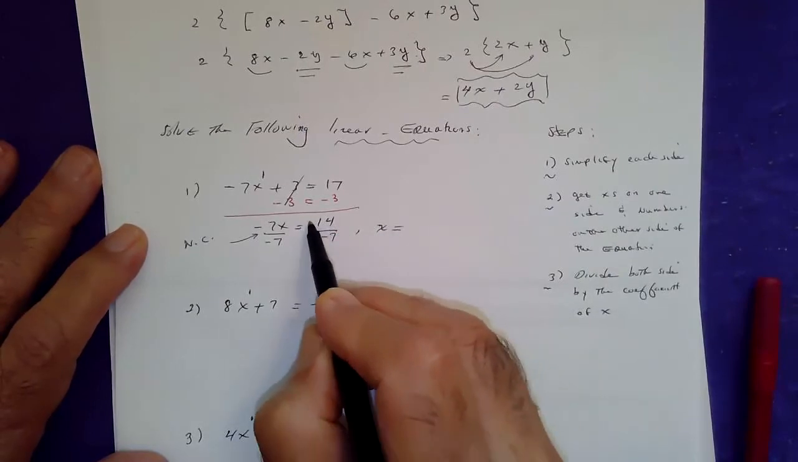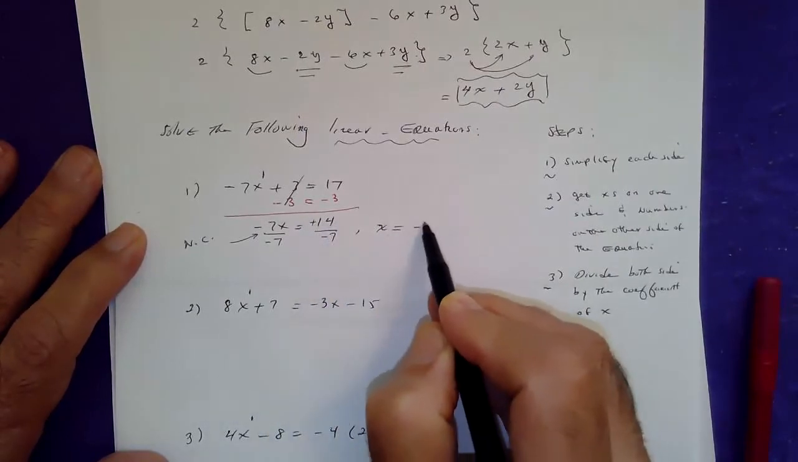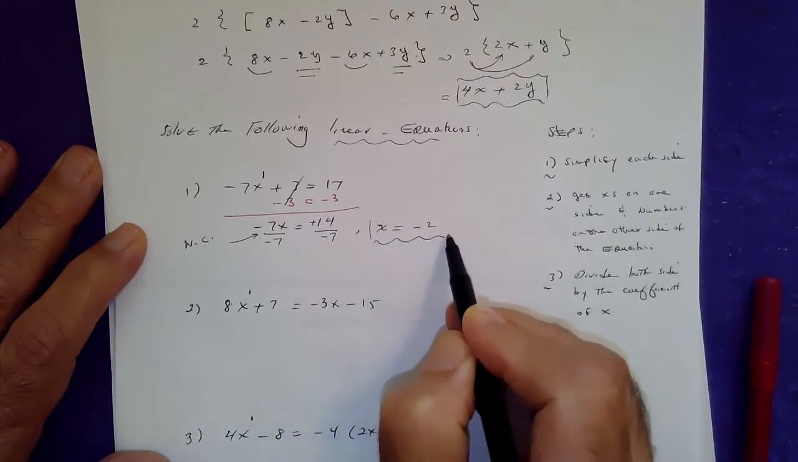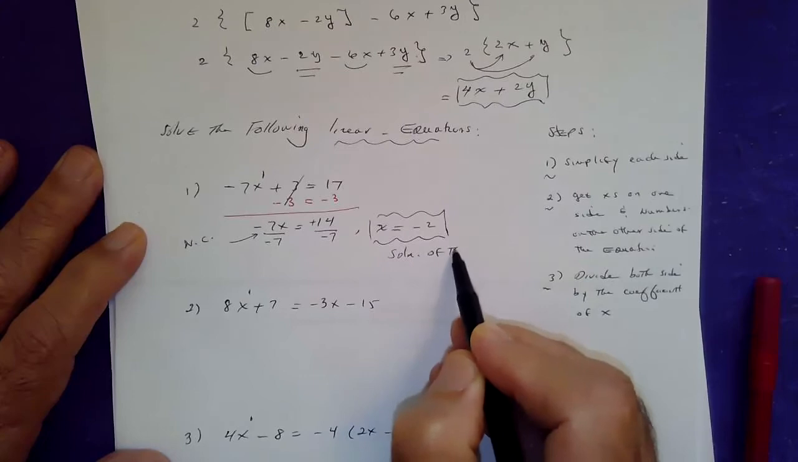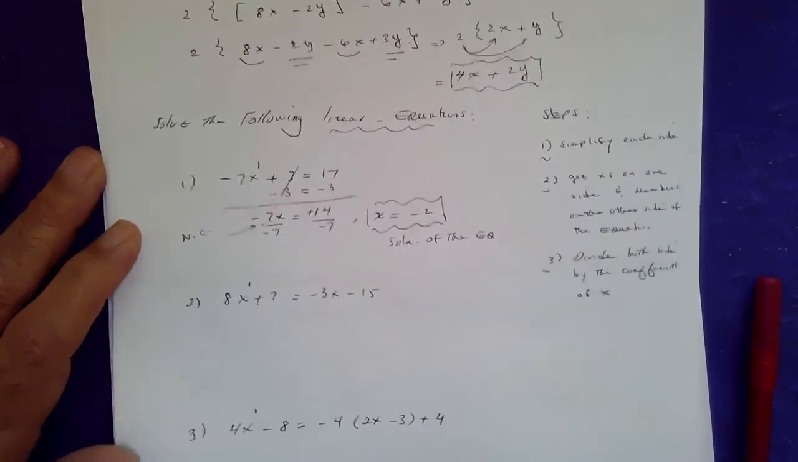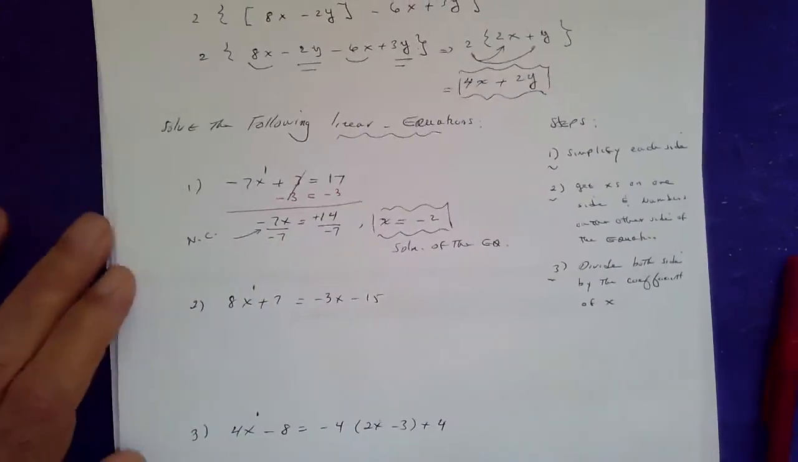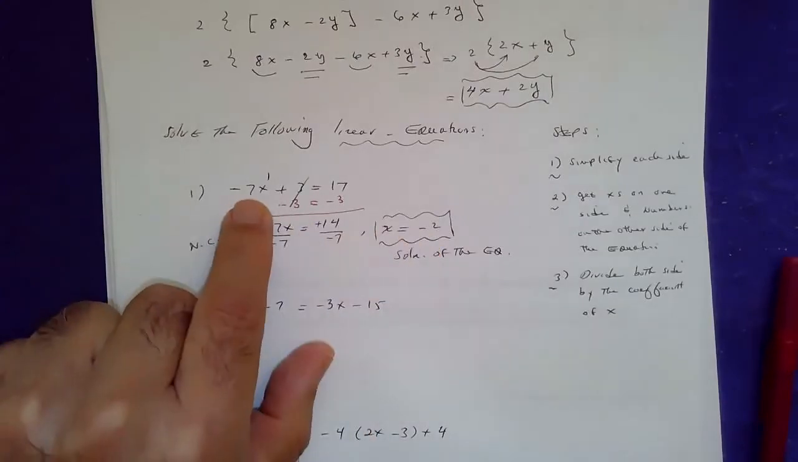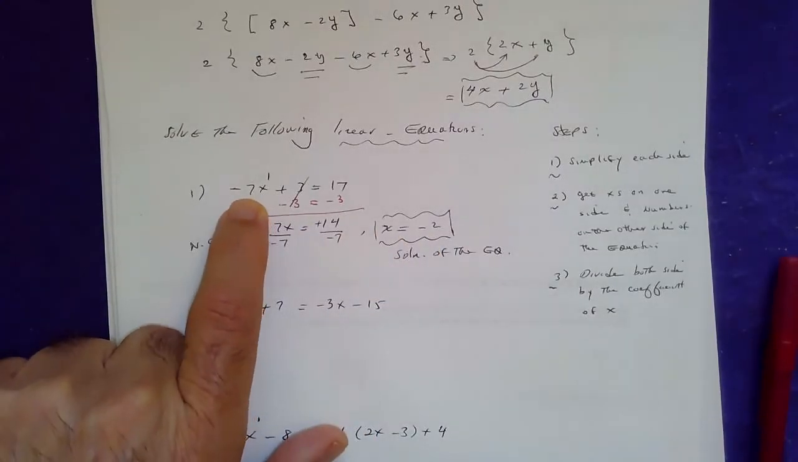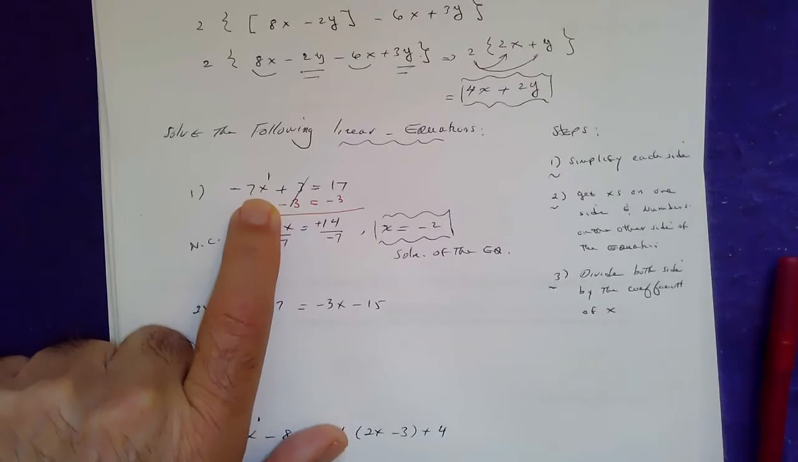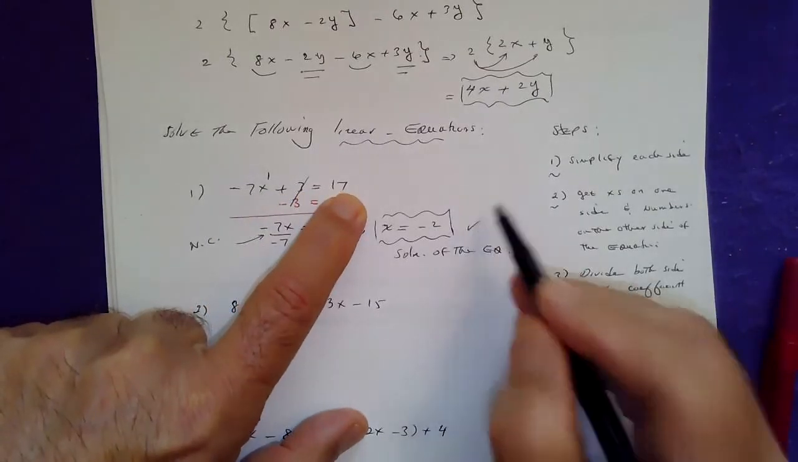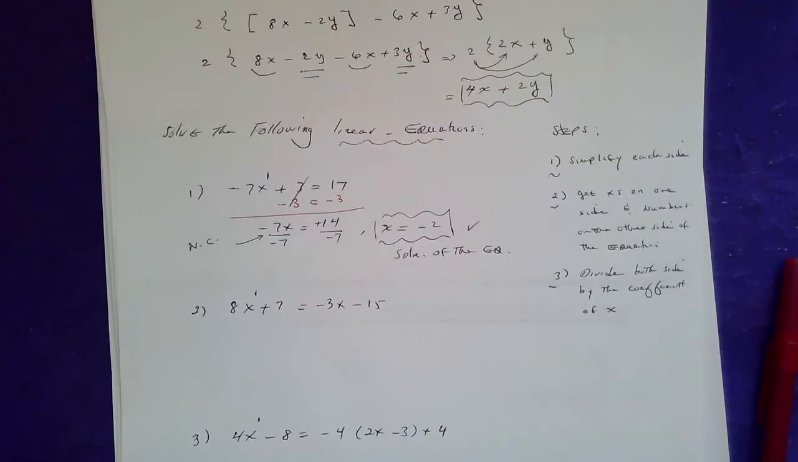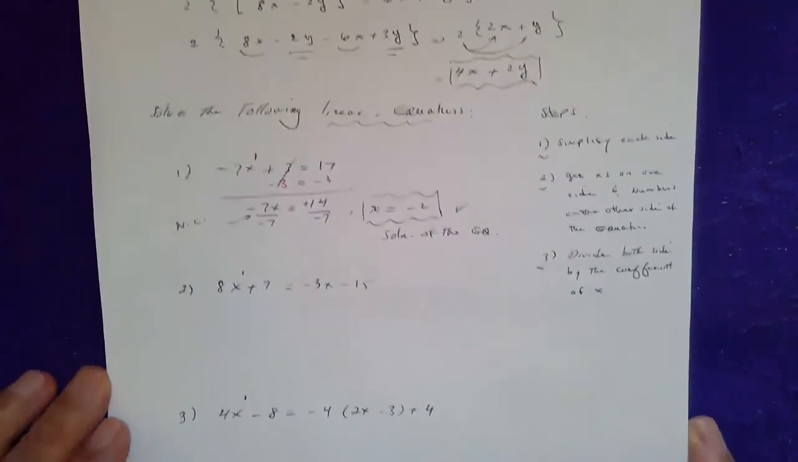Okay, so what does that give us? X is equal to positive 14 divided by negative 7. The answer is negative 2. So this guy is called solution of the equation. So that's the answer. What does that mean? If you stick negative 2 here, that would be like negative 7 times negative 2, which is 14. 14 plus 3 is 17, so it checks. So that's the one-of-a-kind answer.